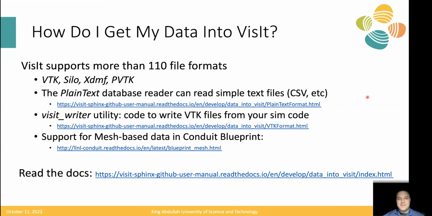How do you get your data into VisIt? VisIt supports more than 110 different file formats, many different ways to get your data into VisIt. A few of the basic ones are VTK format, Silo, XDMF, PVTK, and then plain text. So you can import CSV files into VisIt as well. Finally, there's a VisIt writer utility code that you can use to write out VTK files from your simulation code. So if you have access to your source, you can easily write out data that VisIt can read. And it has support for mesh-based data and Conduit Blueprint.